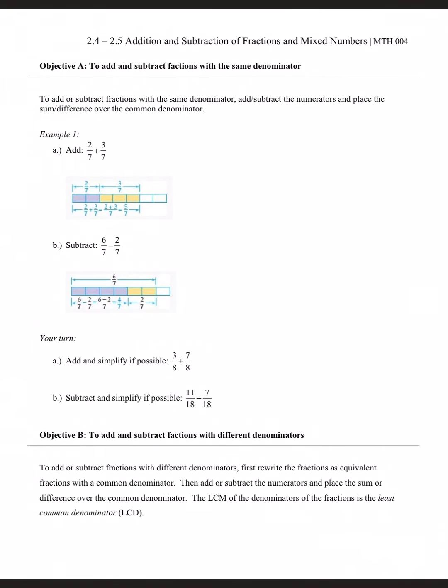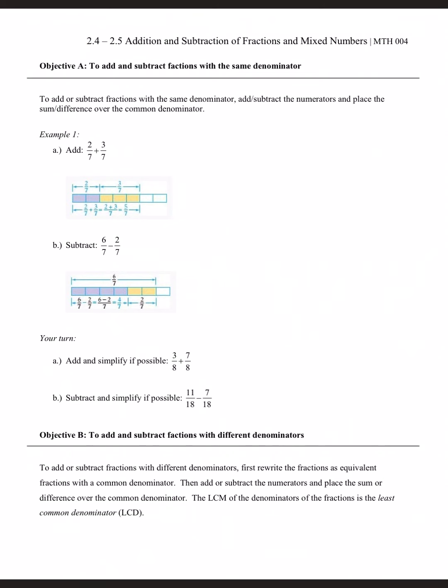Hi there. In sections 2.4 and 2.5, we are looking at adding and subtracting fractions and mixed numbers. When we need to add or subtract fractions, we want to look at their denominators. When the denominators are the same, we're just going to add or subtract the numerators and place that sum or difference over the common denominator.